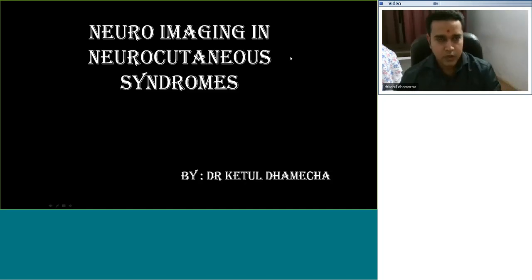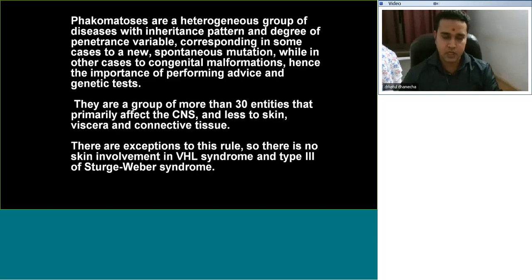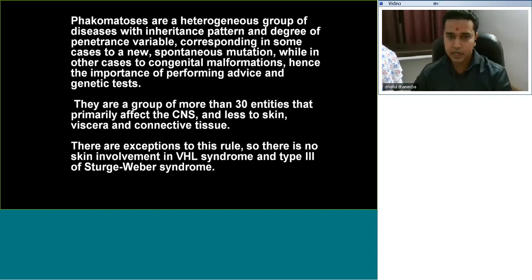Good afternoon. Today we will look into neuroimaging in the neurocutaneous syndromes, also known as phacomatosis. These are a heterogeneous group of diseases with variable inheritance patterns and degree of penetrance. In some cases it is a new spontaneous mutation, while in other cases it may be a congenital malformation, and imaging and genetic tests are important.